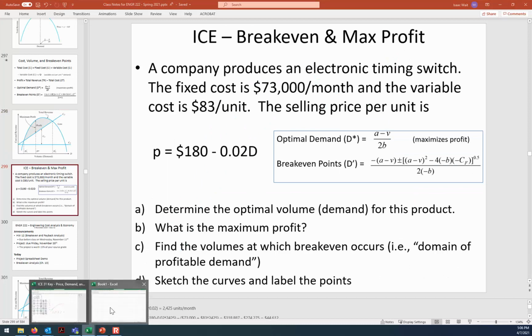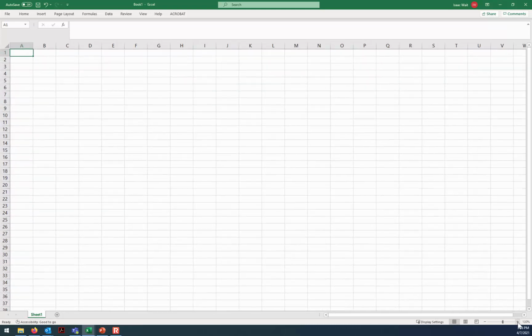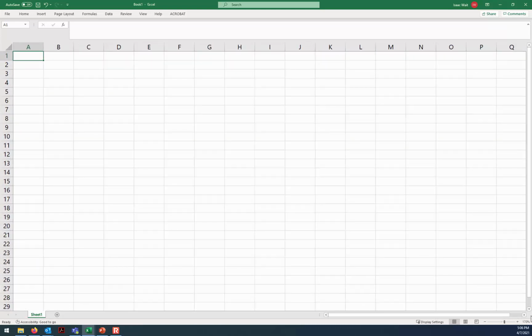I've got a fresh spreadsheet here, and I'm going to define some of our variables up at the top. We've got the fixed cost, C sub F, which we know is $73,000 per month. There's also the variable cost per unit, lowercase v. I'm just going to be real dirty about this. It's $83. I'm not going to put them in the right columns or anything.